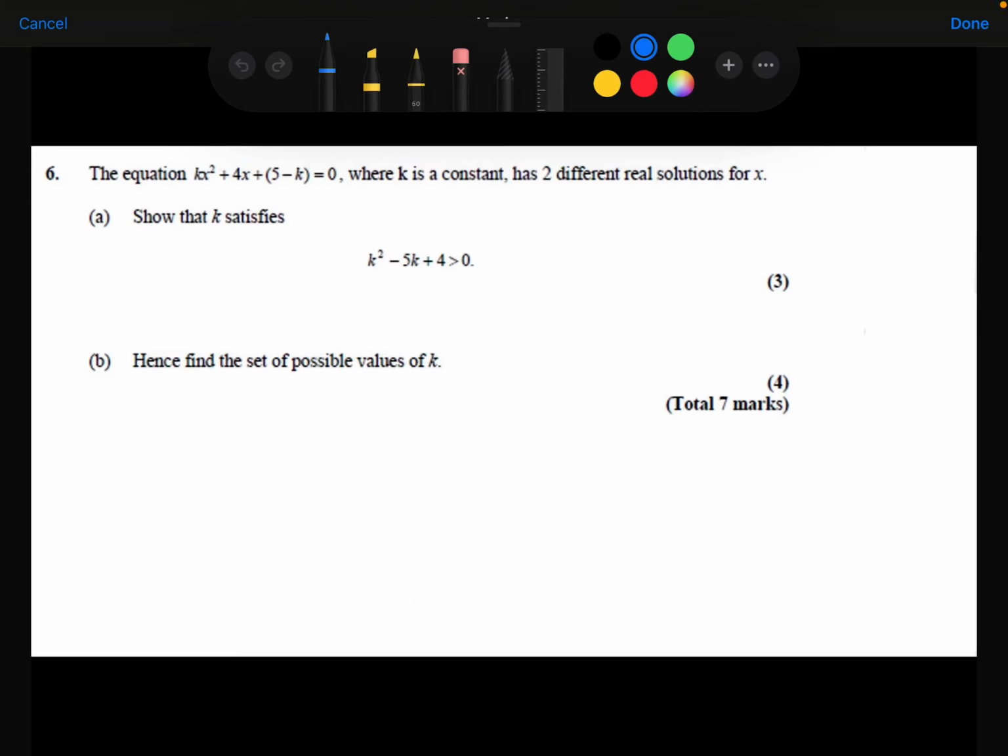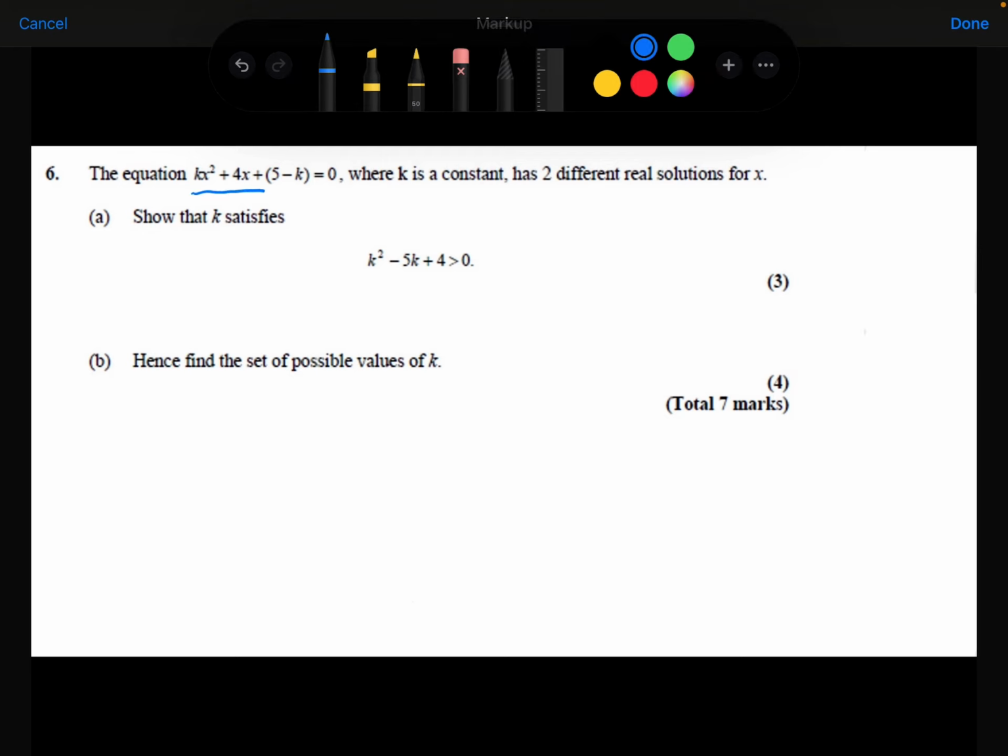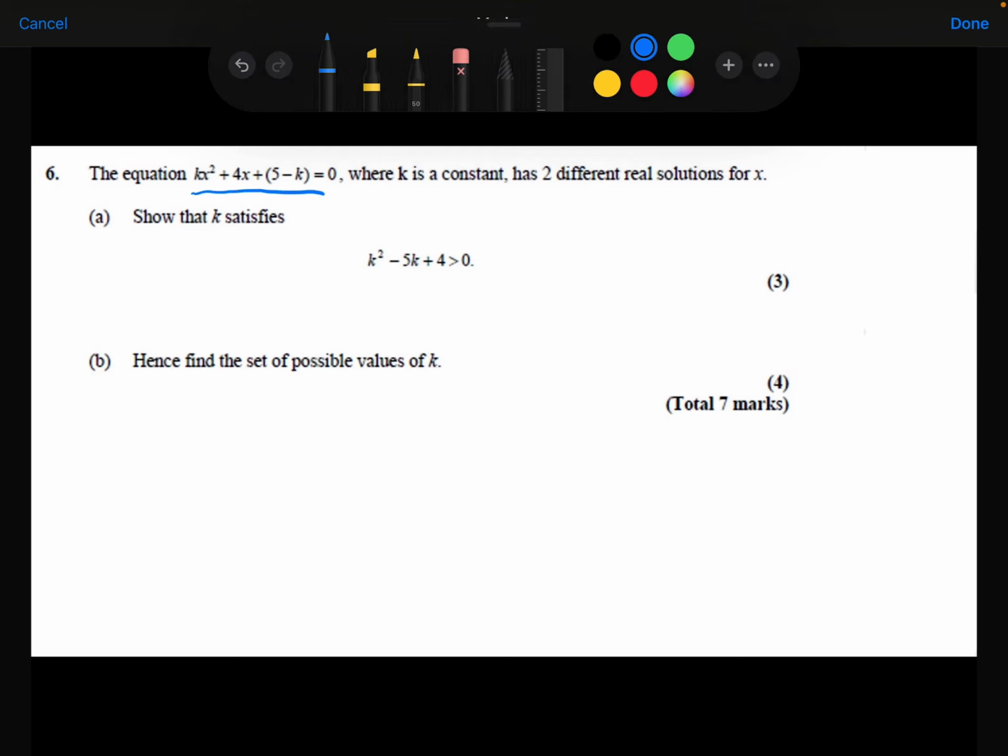The equation kx squared plus 4x plus 5 minus k is equal to 0, where k is a constant, has two different real solutions for x. I need to show that k satisfies the inequality k squared minus 5k plus 4 is greater than 0. So we've got a quadratic equation here, and I'm told that it has two different real solutions.